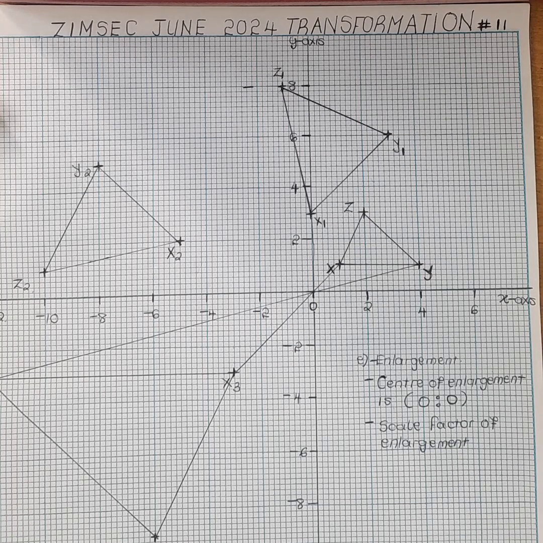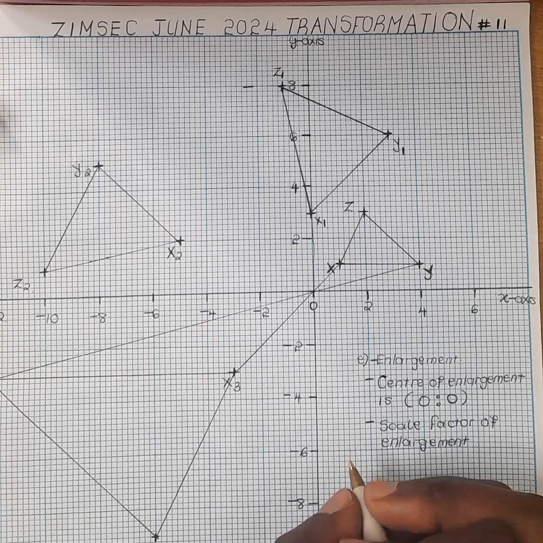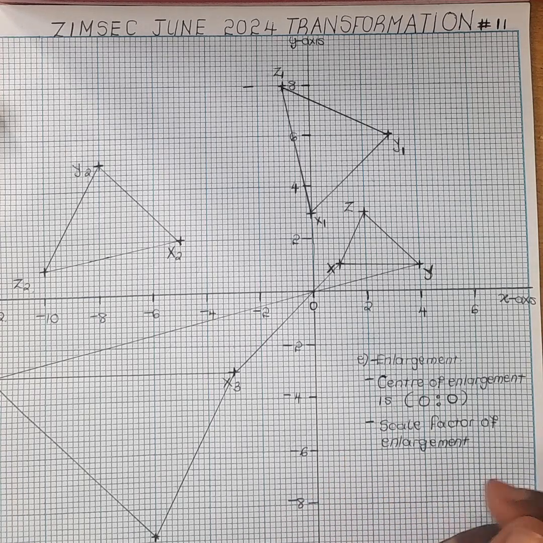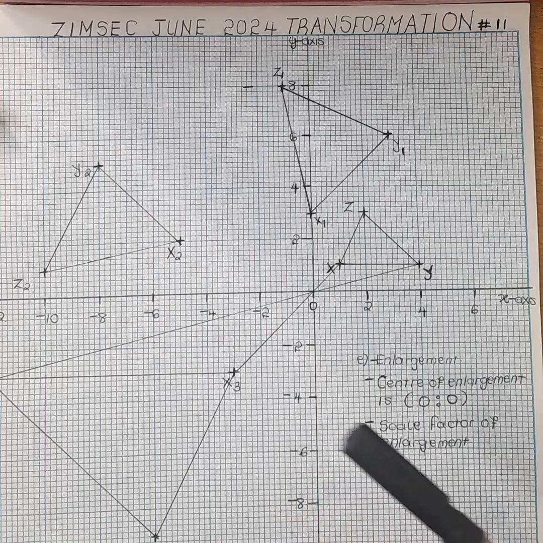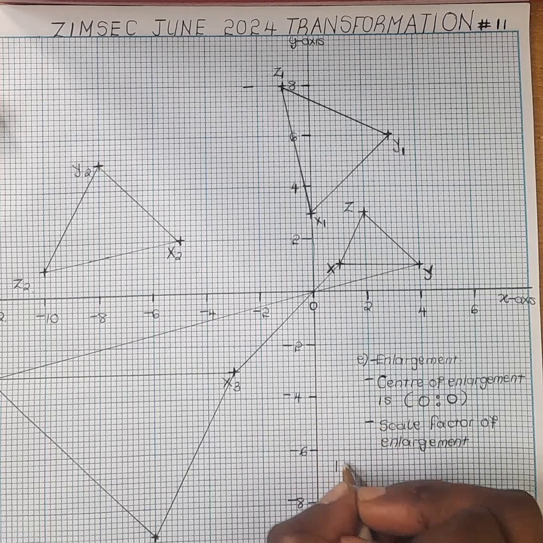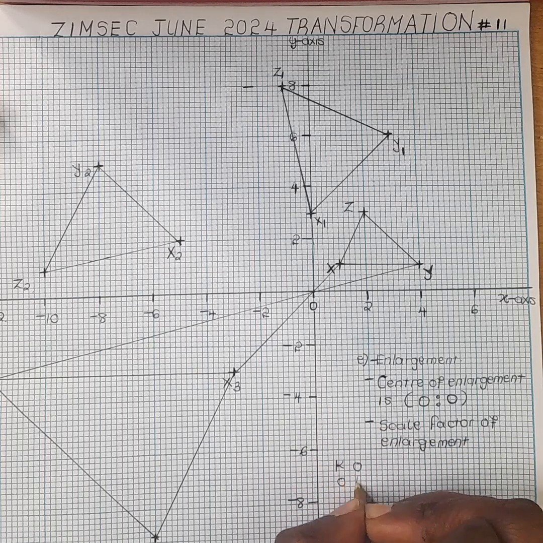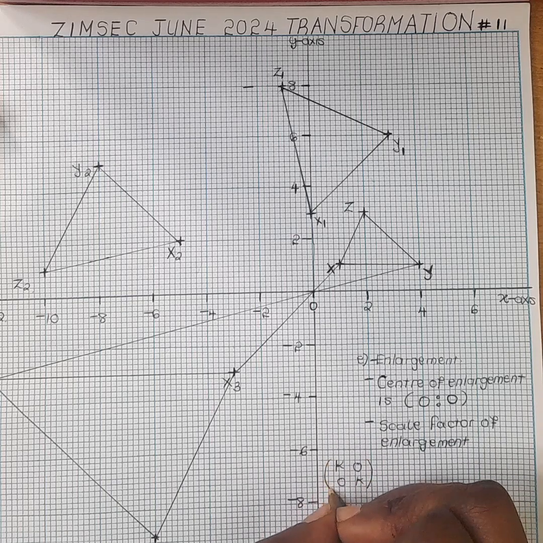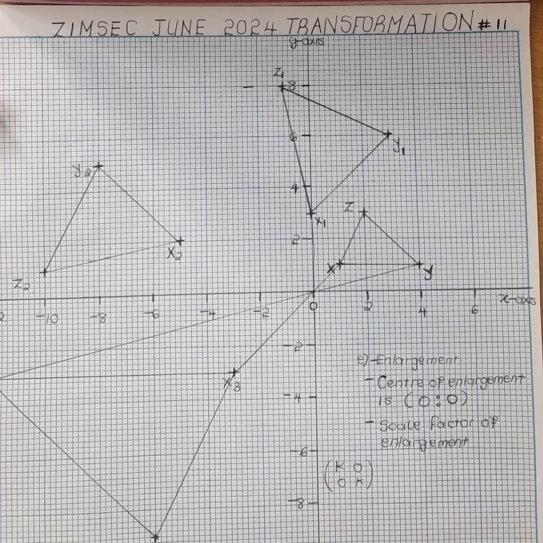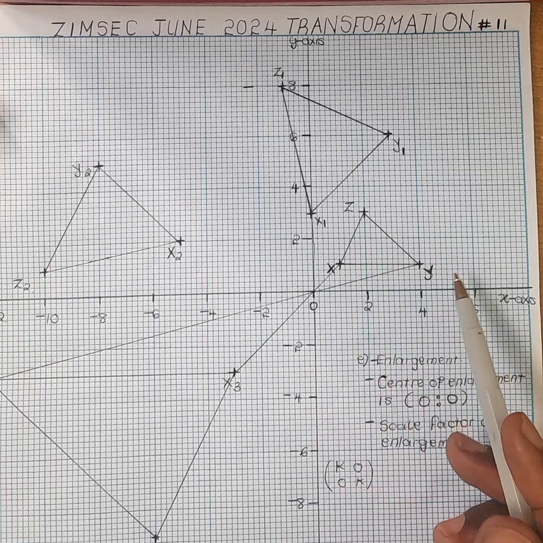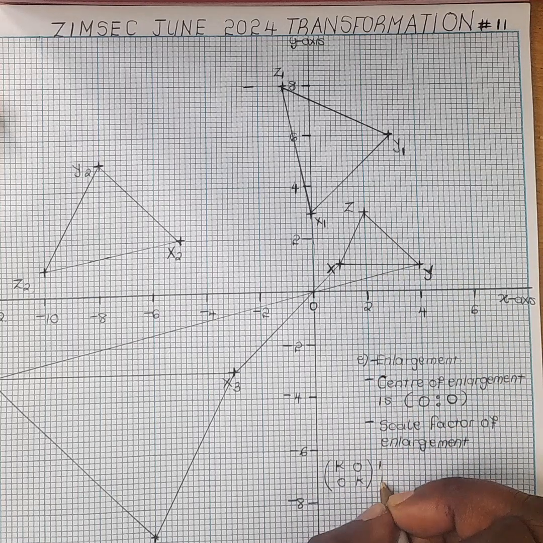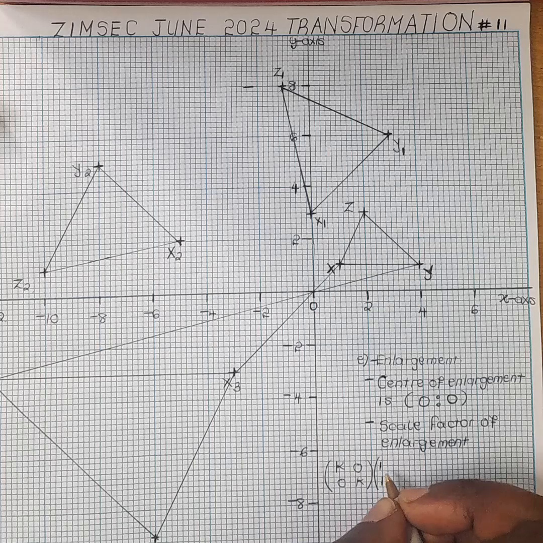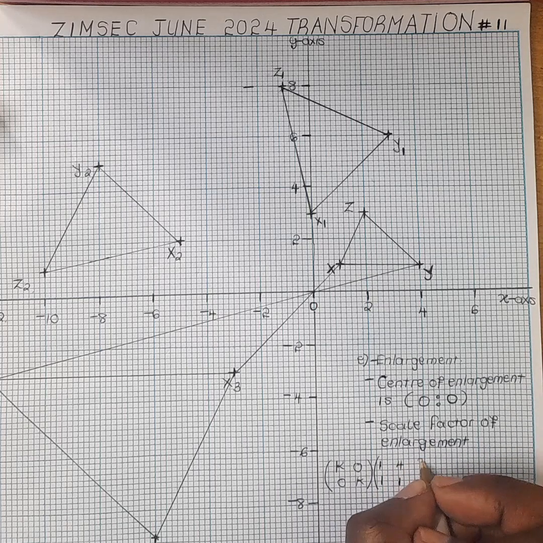So when we are dealing with enlargement and the center of enlargement is 0, 0, the matrix that is used to multiply the object into the image is known as k0, 0k, where k is representing the scale factor of enlargement. So here, our x, y, z: we are having 1, 1. For our y, we are having 4, 1. And then for our z, we are having 2, 3.